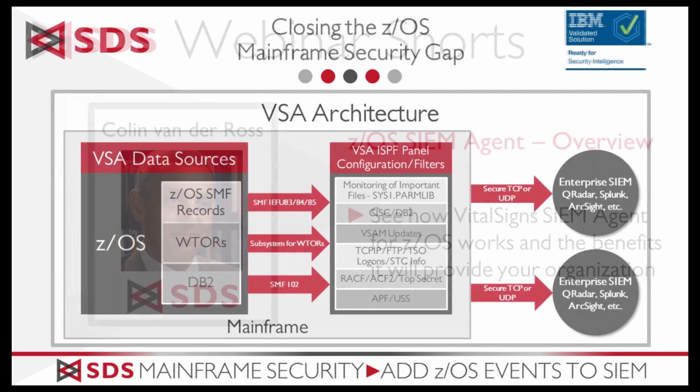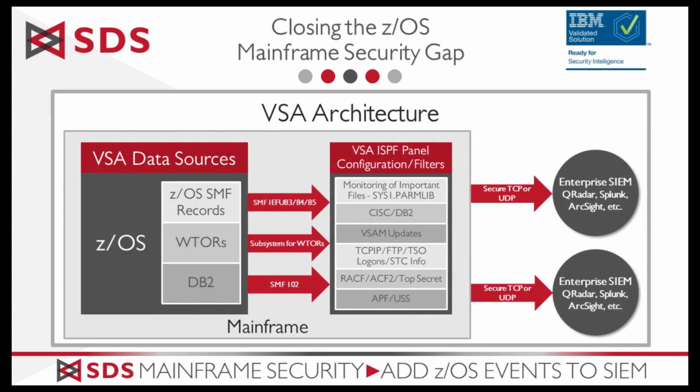So here's the architecture of the VSA product. It runs on the mainframe on z/OS as a started task, and we gather information from these data sources: z/OS SMF records in real time. We can send these events in real time to your SIEM. Then we can also harvest the write-to-operator console messages, and DB2 is where we gather information from.